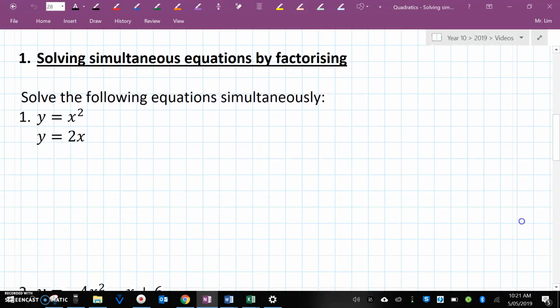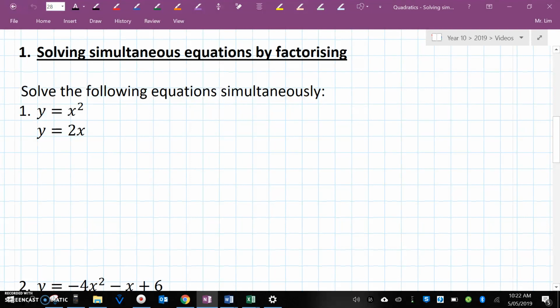So let's have a look at the first question. We're going to solve the following equations simultaneously. Here we have y equals x squared and y equals 2x. Well, if y is equal to both of them, that means both of them are equal to each other. Or you can say that we will substitute this into here because that's what y equals, according to the first line, y equals x squared. So we can write x squared is equal to 2x. Okay, we substituted y with x squared.